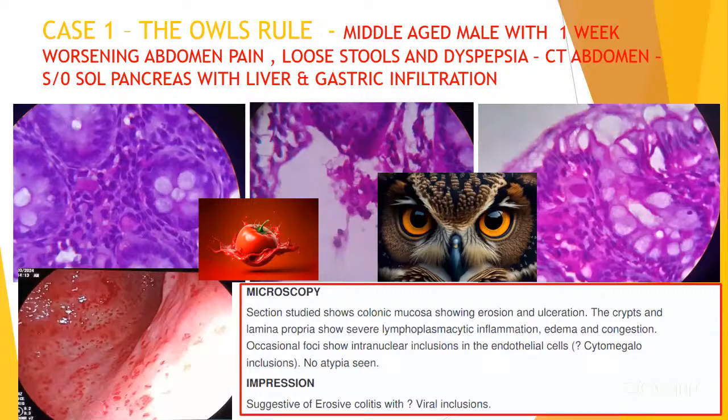So now we will move on to the clinical cases. The first case is a middle-aged male with 1 week of abdominal pain and loose stools, and the CT abdomen showed a pancreatic malignancy with liver and gastric infiltration, an advanced malignancy.